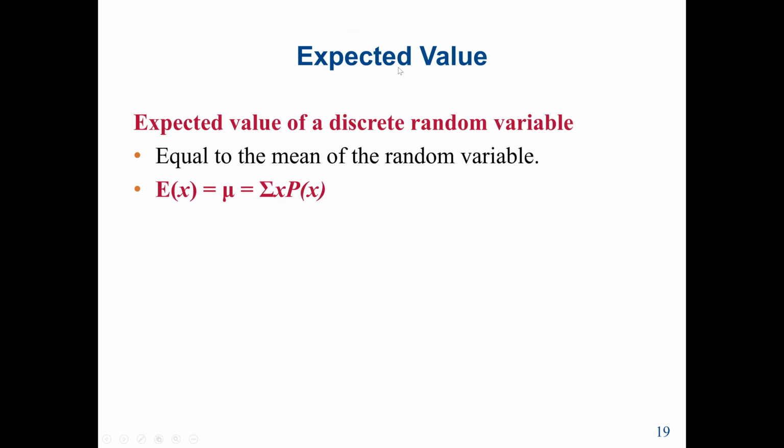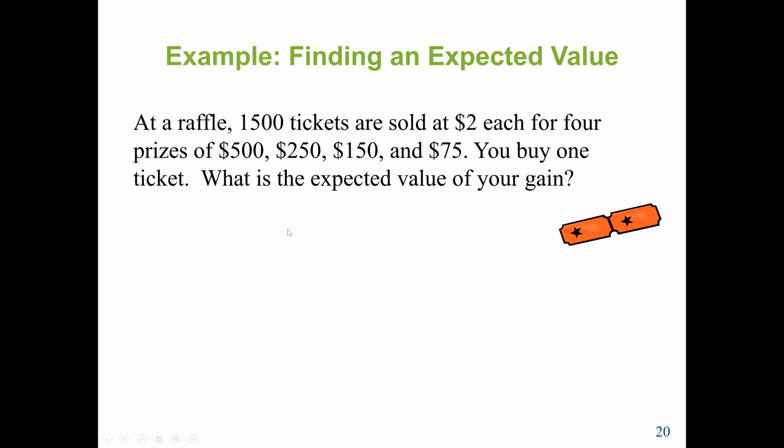Next is, how do we find the expected value of, again, a discrete random variable? Here also we have a special formula, which is almost the same as the mean. Here we say it's equal to the mean of the random variable. So expected value is the same as the mean of the random variable. We multiply each X value by its probability, and we sum all together. So the expected value of X is equal to the mean. And same steps we did. So an example is given here.